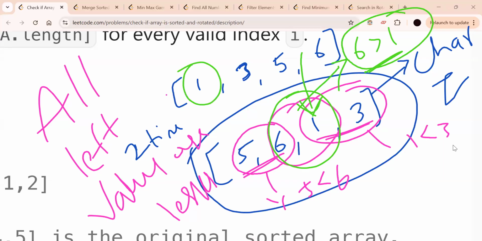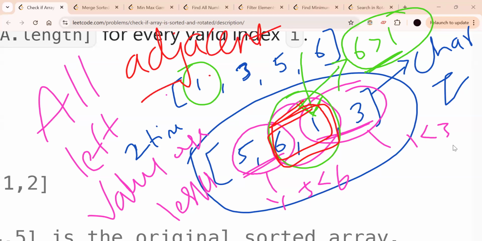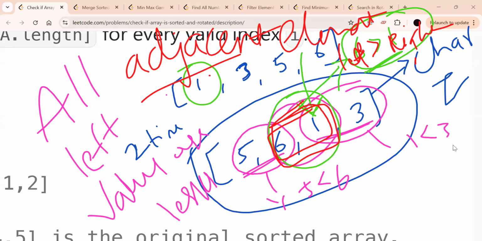So at the maximum, we will only have one place where adjacent elements have the left element greater than the right element. Only one place. If you observe this array, it is only at one place. So this is one of the good characteristics of a rotated sorted array, guys.